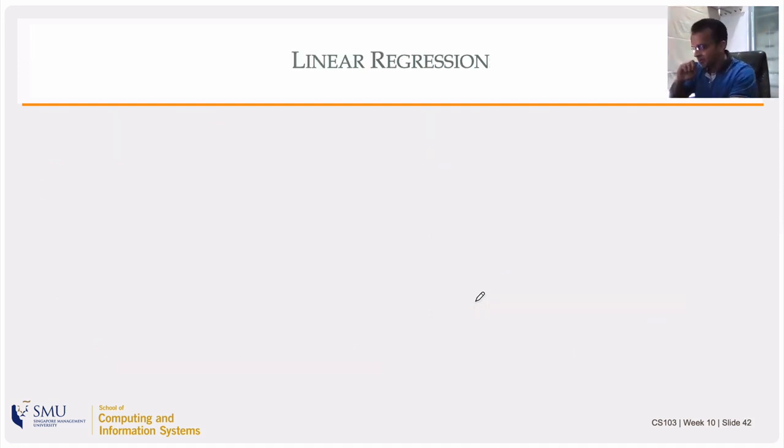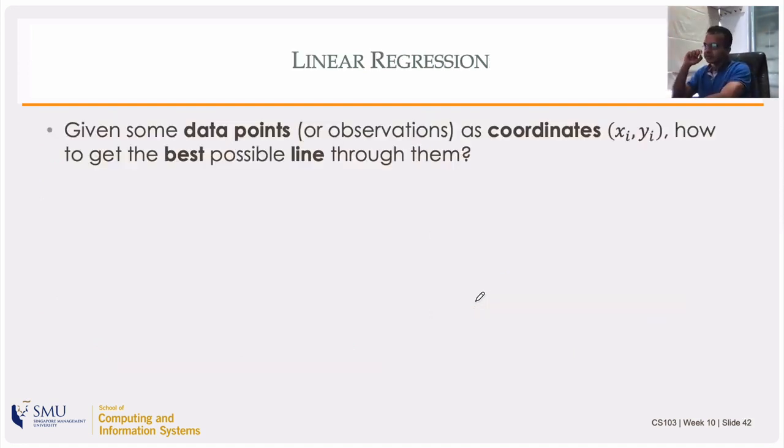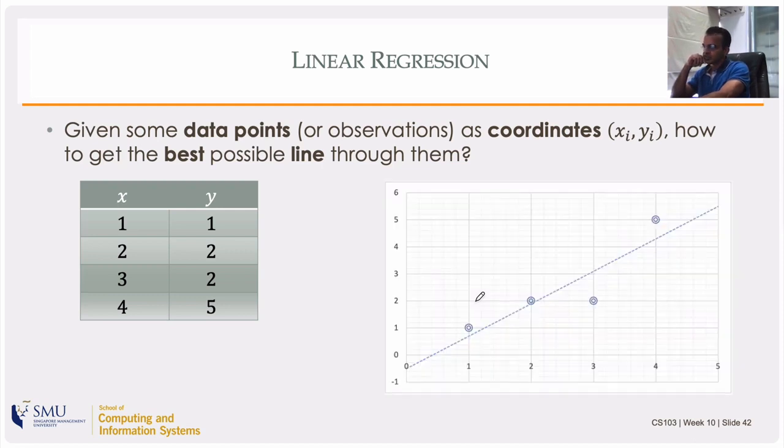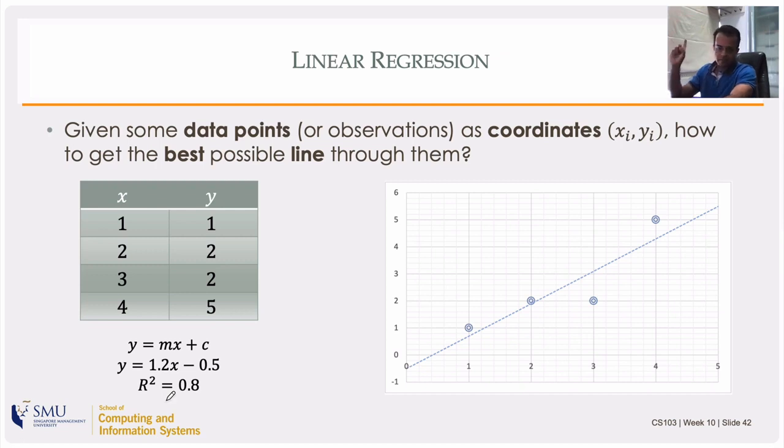So let's move on to the application of the projection. Given some data points, say coordinates, how do we get the best possible line through them? I have 4 data points: (1, 1), (2, 2), (3, 2), (4, 5). Those are the x and y coordinates. If I plot them in Excel and find a trend line, it shows me the equation of the trend line, y is equal to 1.2x minus 0.5, and the R square, the coefficient of determination, is 0.8. All these things come from linear algebra, from whatever we did so far. So that's what we want to understand.